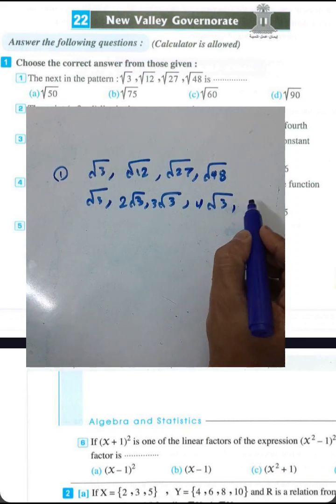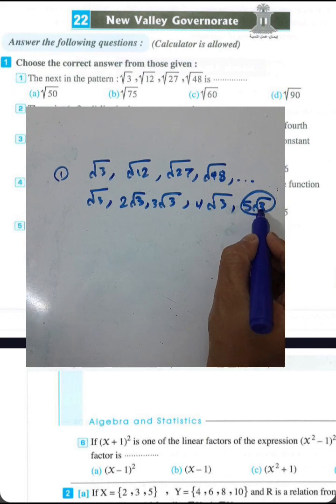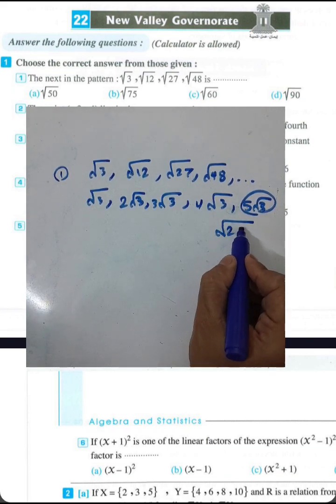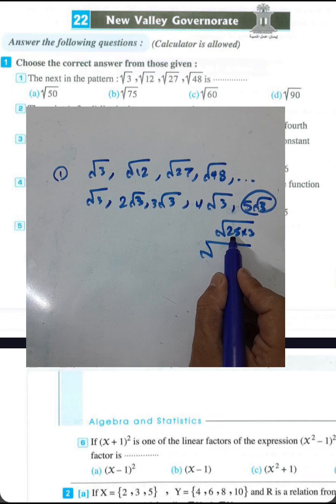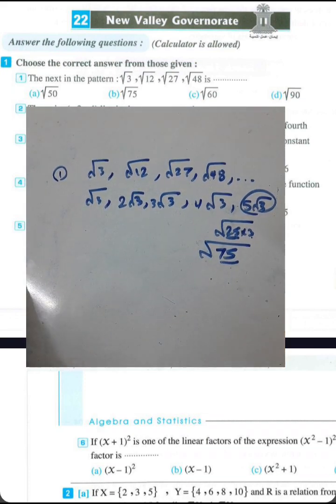And the 3. Then the next number here will be 5 root 3. We must write 5 root 3, or you can write 25 times 3. The result will be 25 times 3, which is 75. Choose letter B.